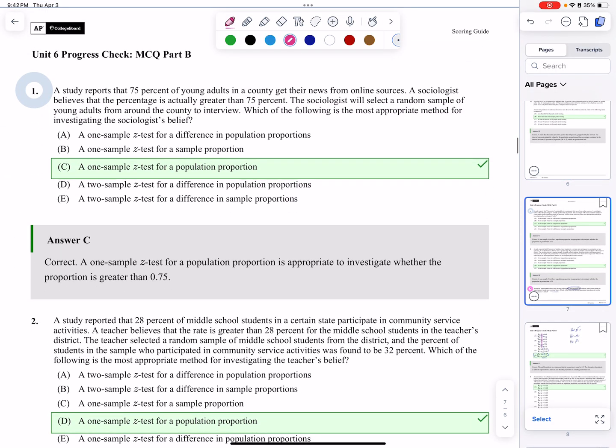Okay, next one, part B. What is most appropriate for investigating the sociologist's result? Again, on this one, I have 75%, so that's a percent, and I have one sample that it's talking about. It's only having young adults in the country. It's not talking about two things, so not two samples, and I don't have a difference when I have just one population.